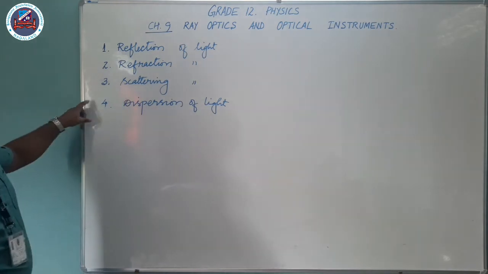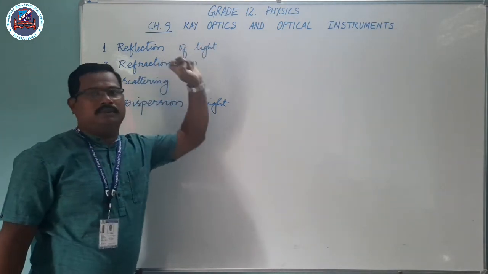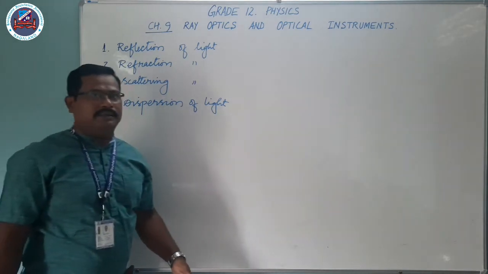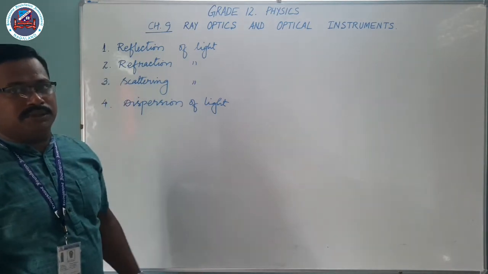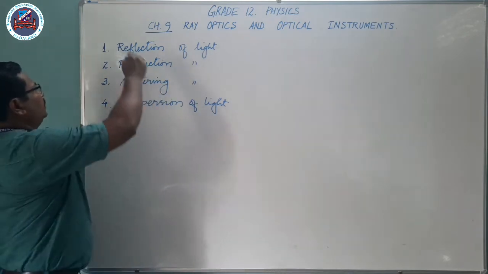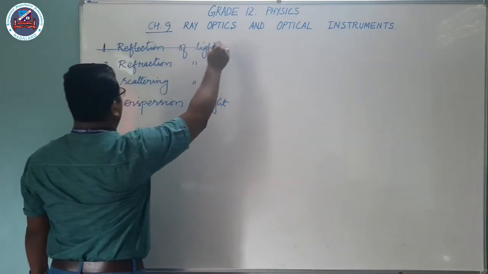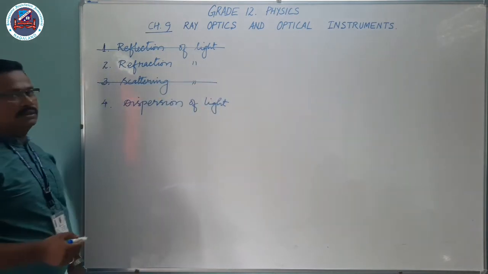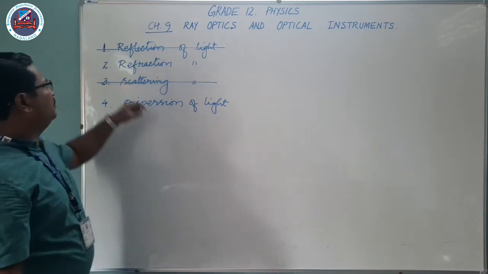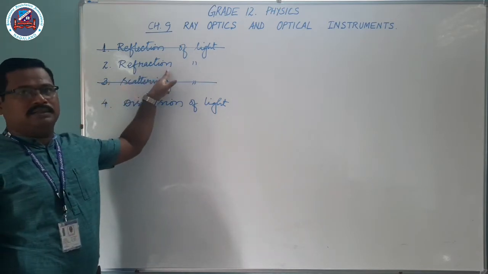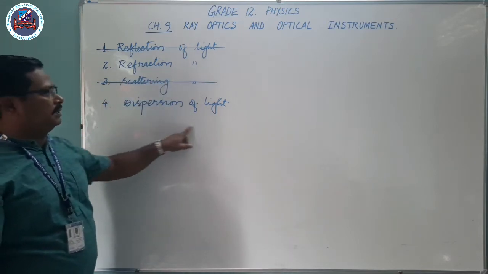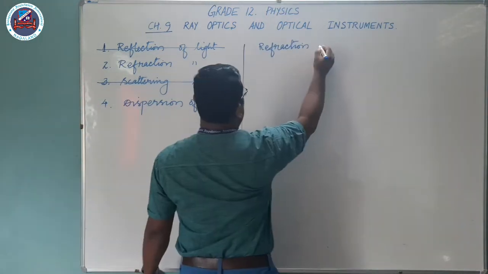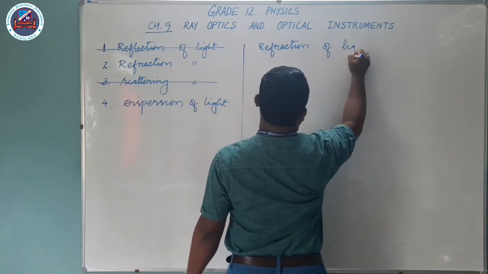We study under this geometrical optics, what we call ray optics here. But now due to this pandemic, some portion of your syllabus is reduced. So these two, reflection of light and scattering of light, are eliminated from your syllabus. So we'll discuss from refraction of light. Then we'll study about dispersion of light. Now to start, refraction of light.